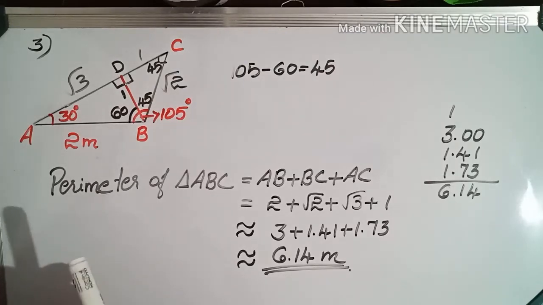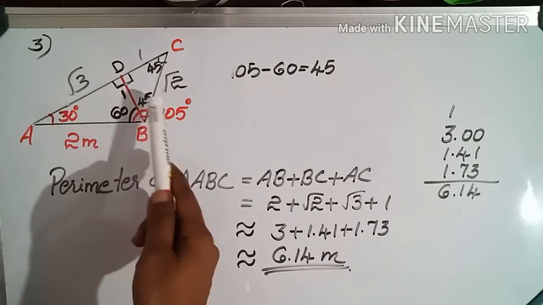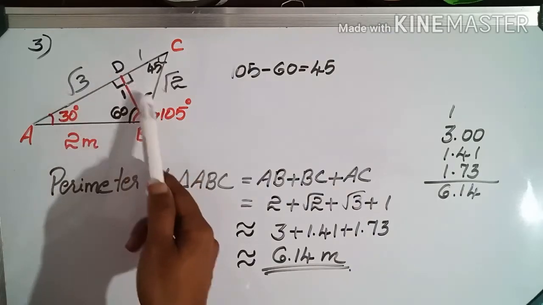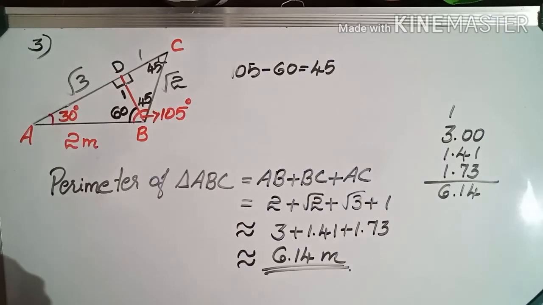Okay, the only thing you have to remember is the ratio concept. 30-60-90 means 1 is to root 3 is to 2. 45-45-90 means 1 is to 1 is to root 2. These two concepts you have to learn properly.